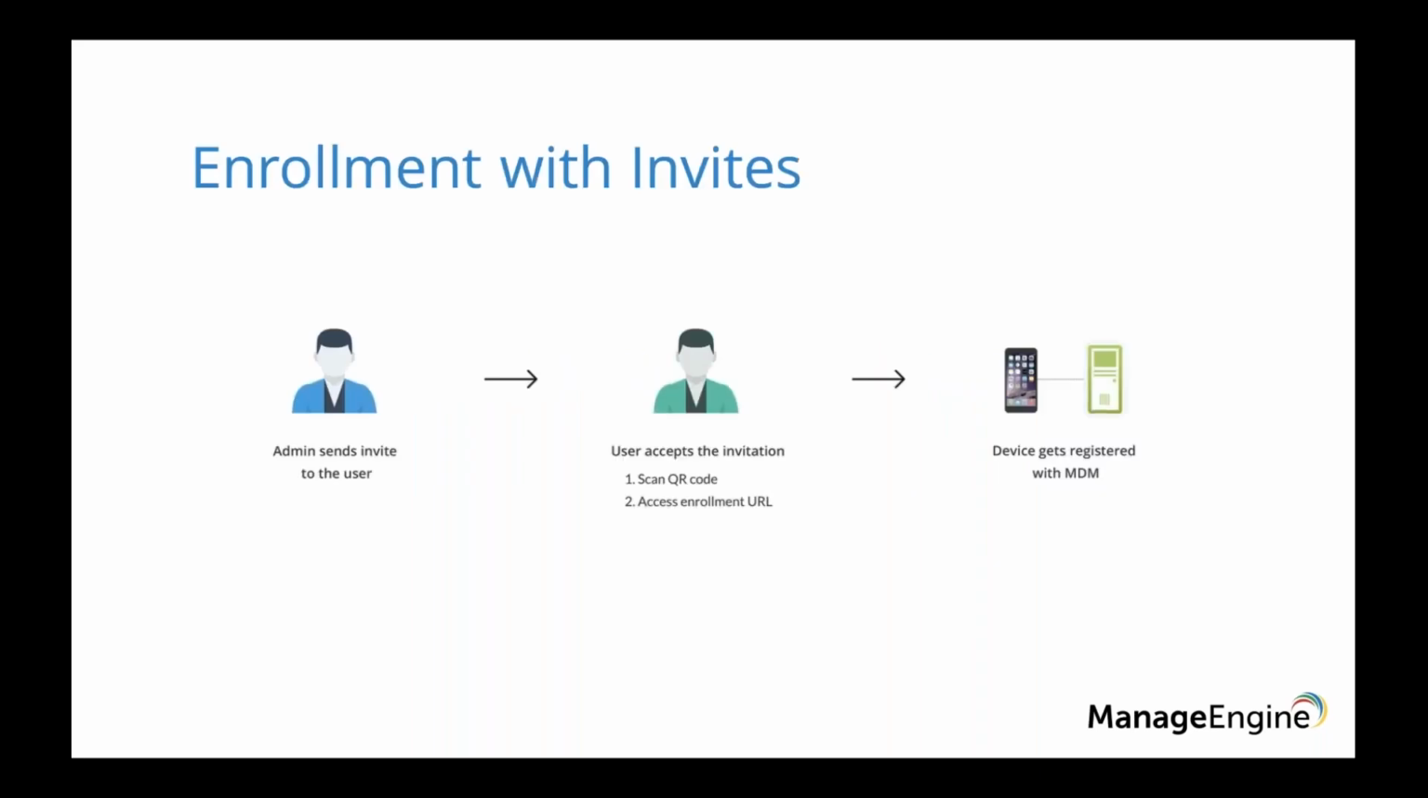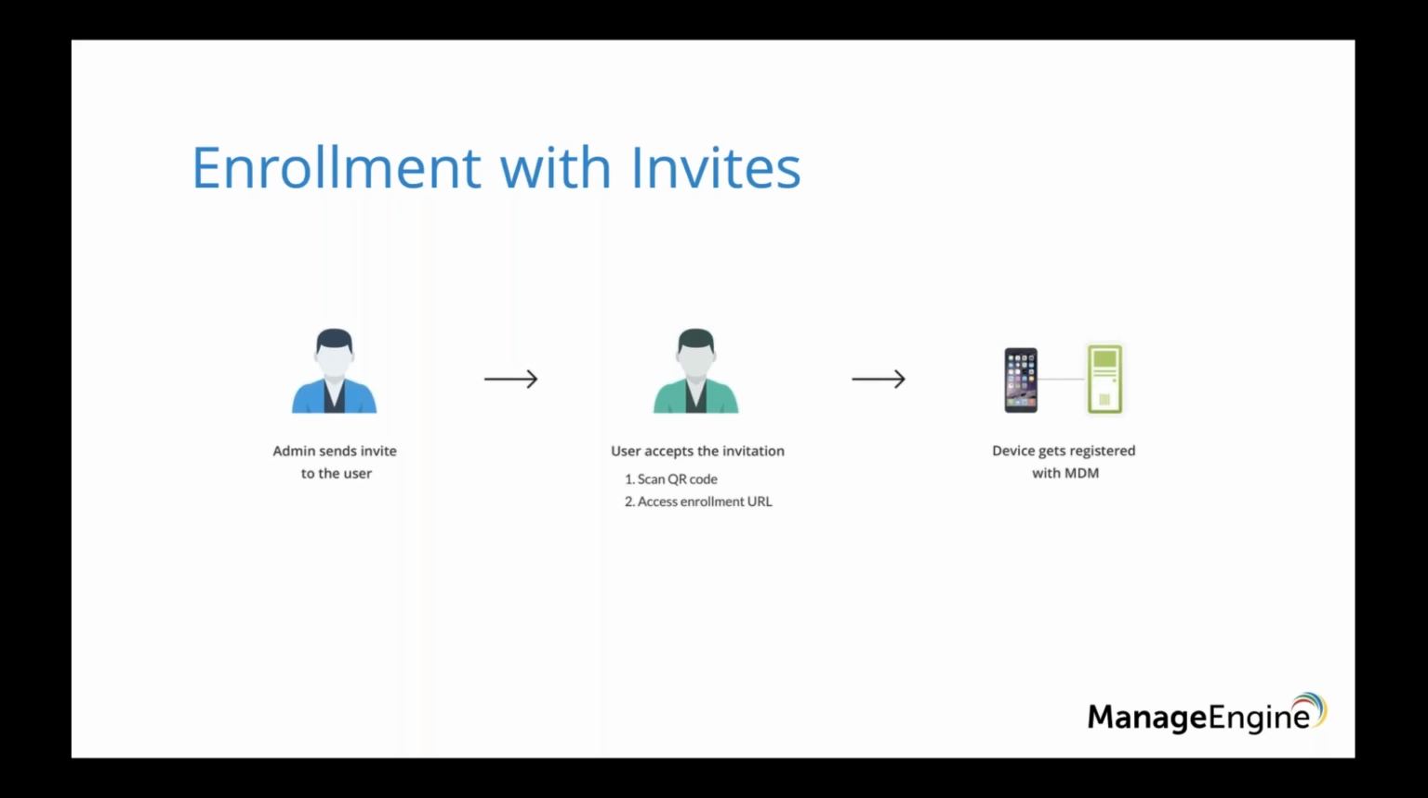So let's first start with enrollment via invites. Enrollment via invites is pretty simple. The admin sends an invite to the user. The user would then accept the invitation that would be present in their email, scan the QR code or access the enrollment URL if required, and then the device would get registered with the MDM solution. So let me show you where you can perform this particular task.